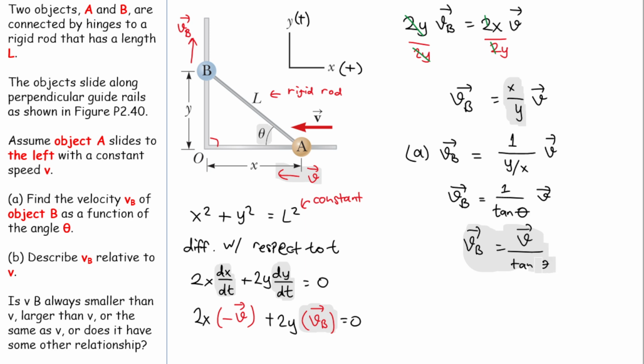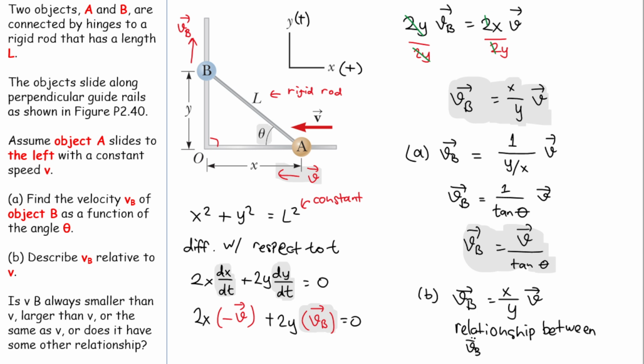And how about question B? I think we have already answered question B, right? Because the relationship between Vb and v is this one here. It is not always the same. It depends on x and y. So the answer for question B here is Vb is equal to x over y multiplied by v. So this is the relationship between Vb and v. Okay, and let's highlight that and use this as our answer.